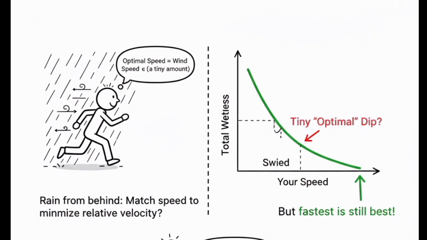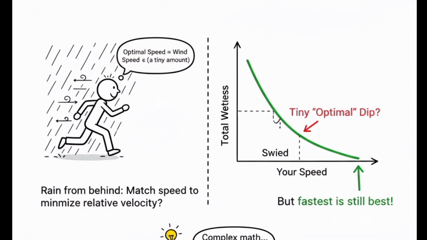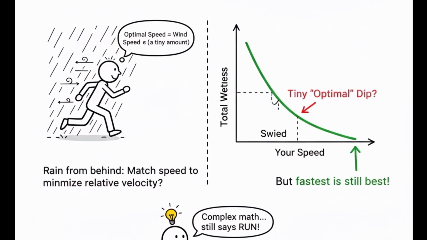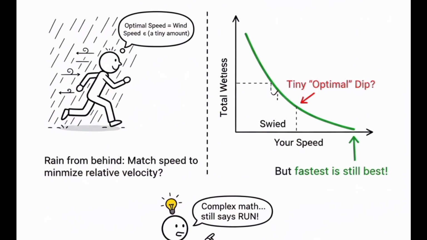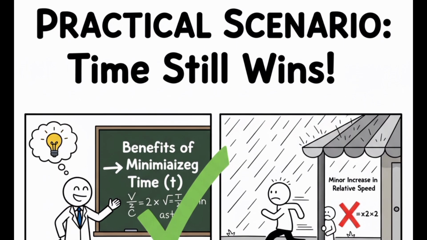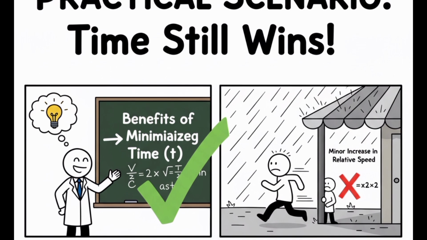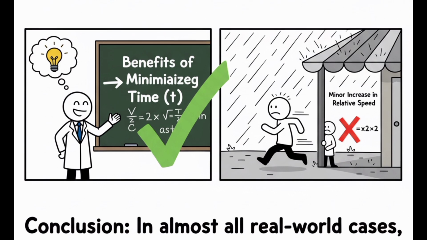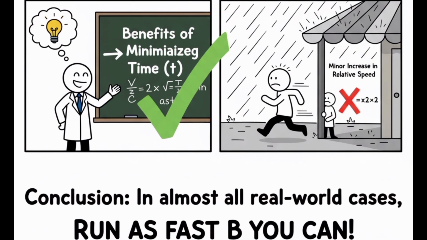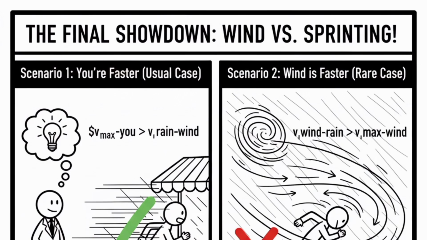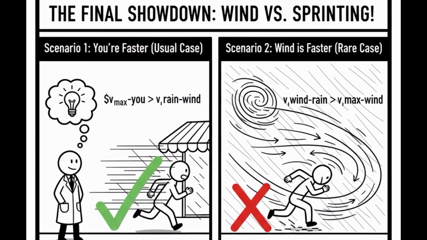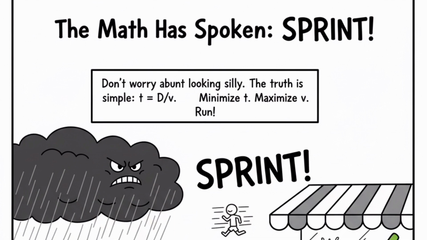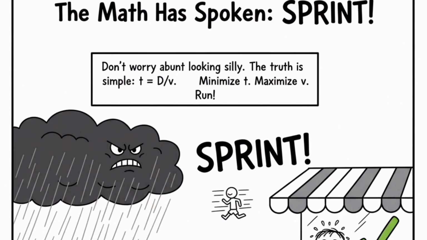Physics models show that if the rain is coming from behind you, you need to run at a specific speed just slightly slower than the wind to match the rain's horizontal speed. That's how you minimize the relative velocity. However, in almost every practical scenario, the mathematical benefits of minimizing your time outside still overwhelmingly outweigh the minor increase in relative speed you experience from the diagonal rain. Unless the wind is blowing so hard that the rain is moving faster than your maximum speed, you should always sprint.